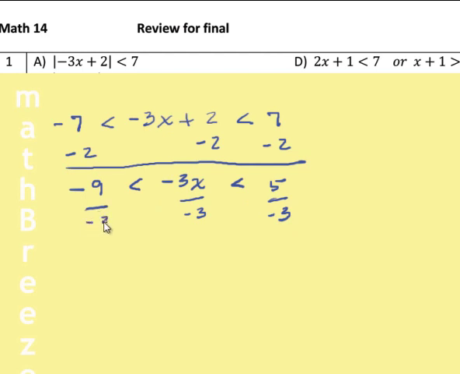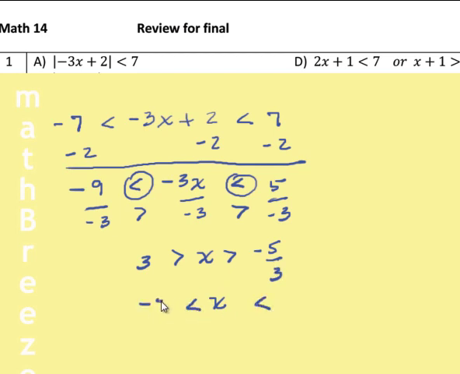Of course, we have to change the direction of the inequality when dividing by a negative. And we should also write this forwards. We put the smaller number on the left and the larger on the right, and make sure it reads the same way. This says x greater than minus 5/3 and x less than 3.